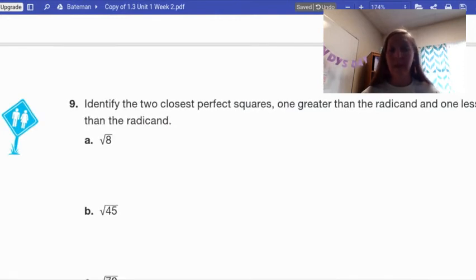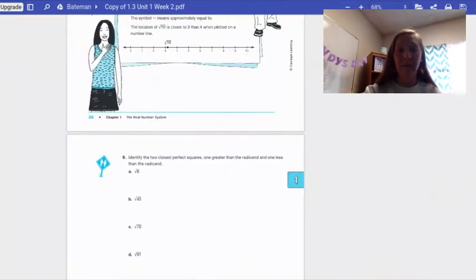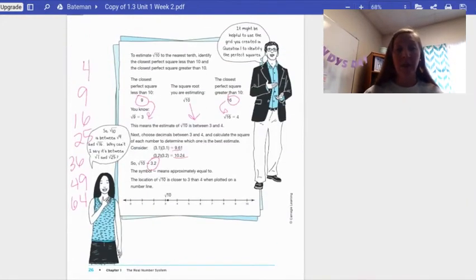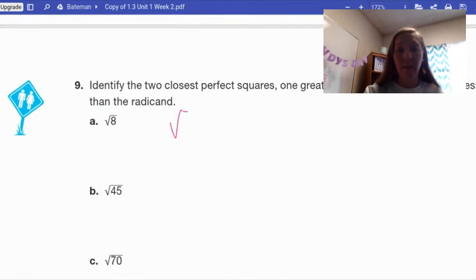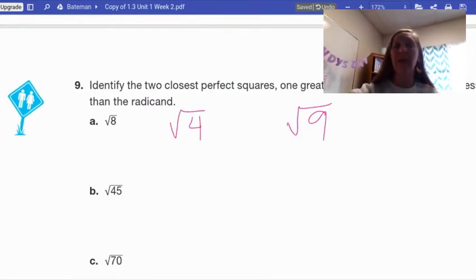Right here on number 9, all it's asking you to do is identify the two closest perfect squares, one greater than the radicand and one less than the radicand. So again, having that list of numbers is helpful. So on letter A, the square root of 8, I can come back to my list. The perfect square that is less is going to be 4. The perfect square that's greater is going to be 9. So I'm just going to come over here and say the square root of 4 and the square root of 9. That's all it wants you to do on number 9.